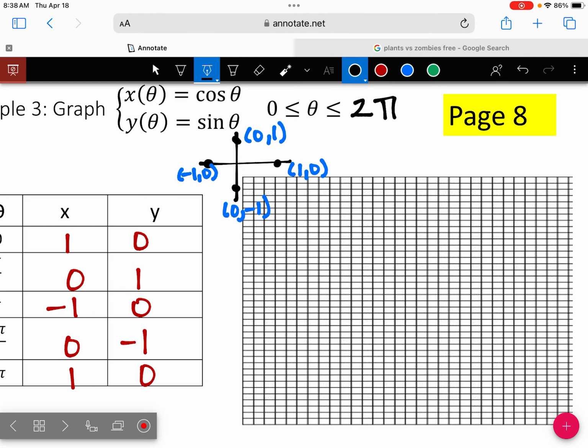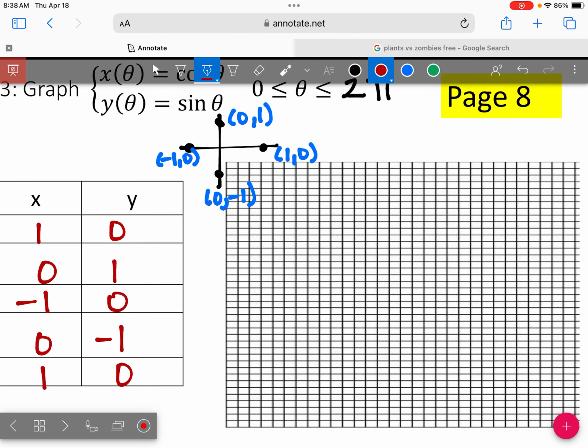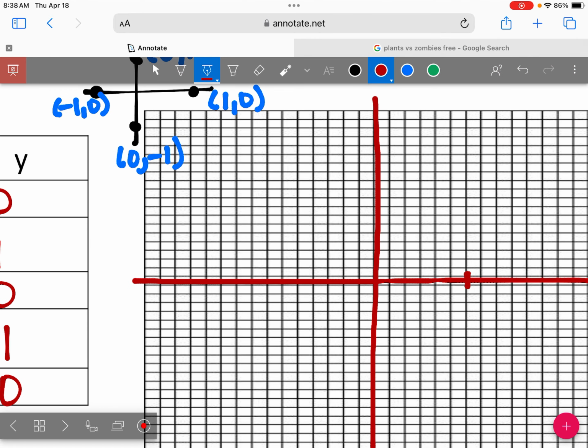So when you graph it, I'm going to center my X and Y axis. I tried to make it so that it was kind of even. And when you plot your points going around, it's just a circle. So this one is a circle. I sketched it kind of quickly there. And this is the direction of motion. And that's that.